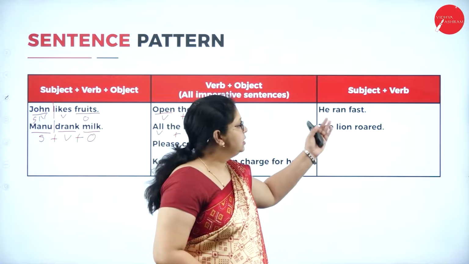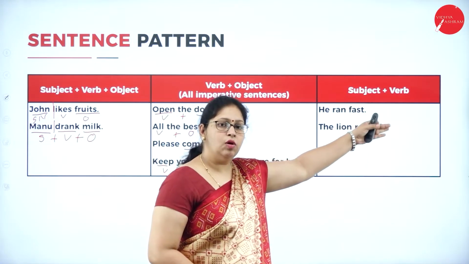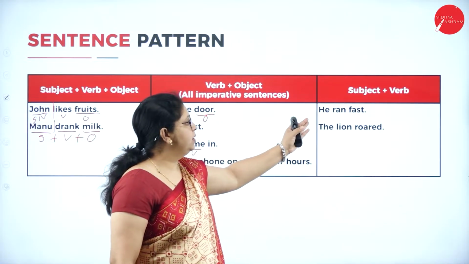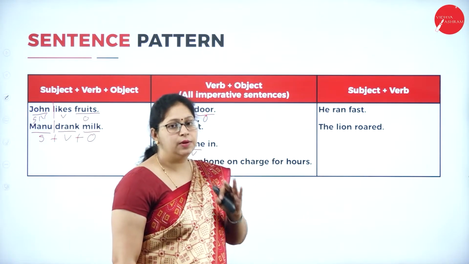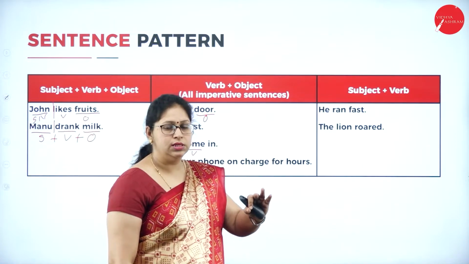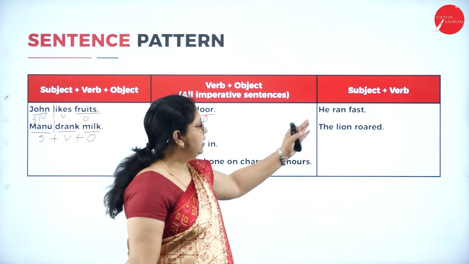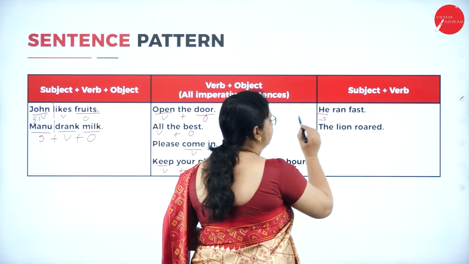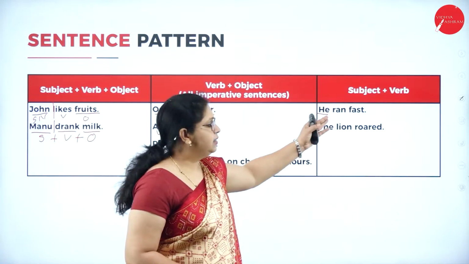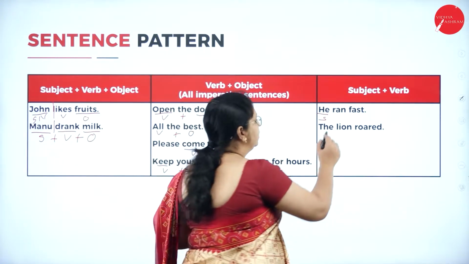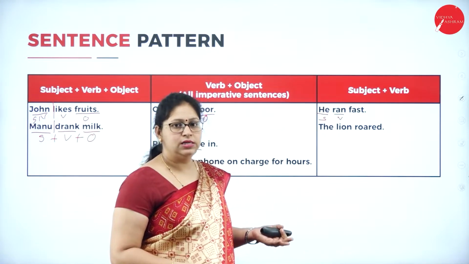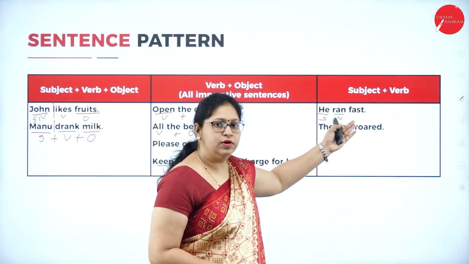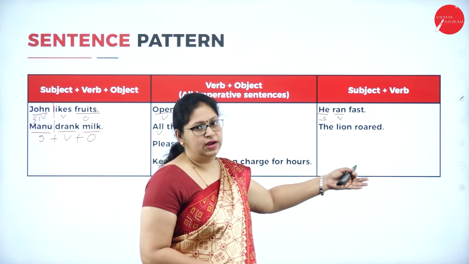The other one is subject plus verb. Here there is no object. Let us see the example. He ran fast. He is there. He is a pronoun, a noun or pronoun in the subject part. He is the subject. Okay. Ran is the verb. How did he run? Fast. Fast is the adverb here. How did he run? He ran fast.